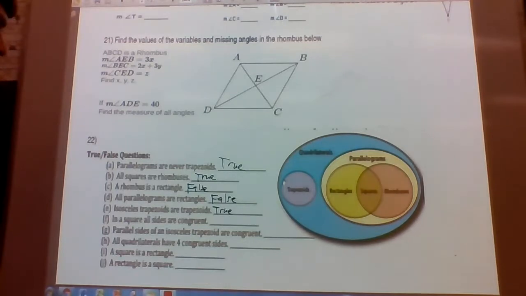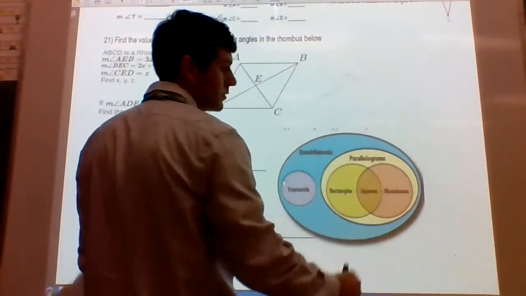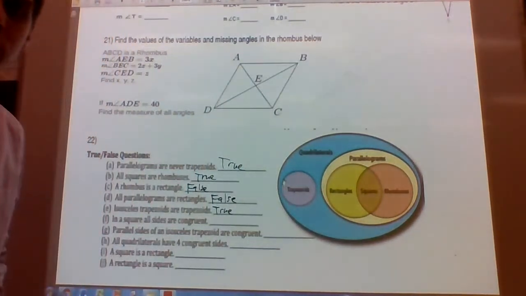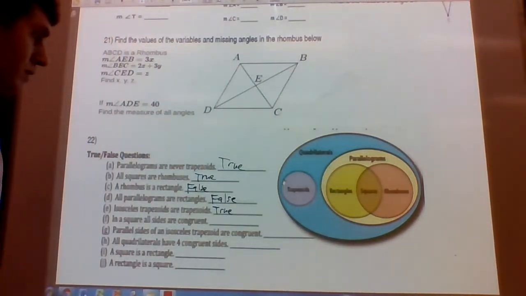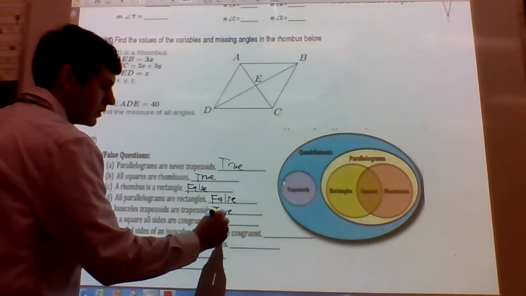In a square, all sides are congruent. That is true. A square is a rectangle and a rhombus. So it's defined as having 4 congruent sides and 4 right angles. So since it has 4 congruent sides, it is a rhombus. And we know rhombuses have all sides that are congruent. So this one is true.